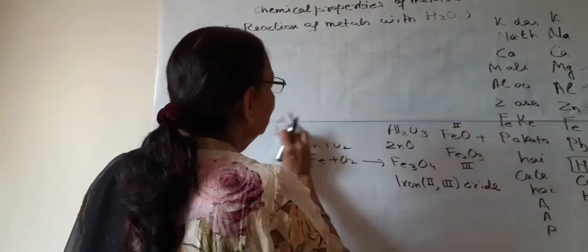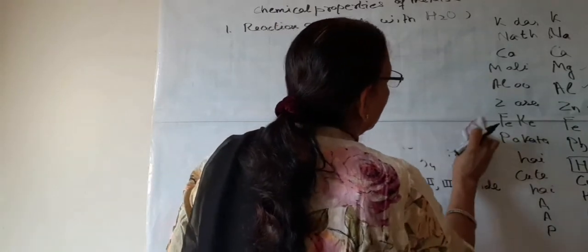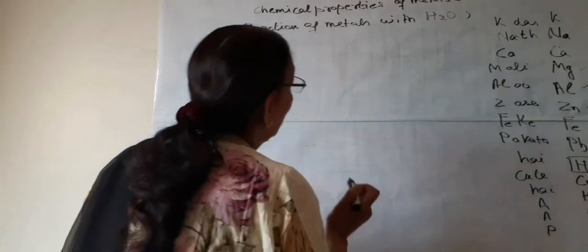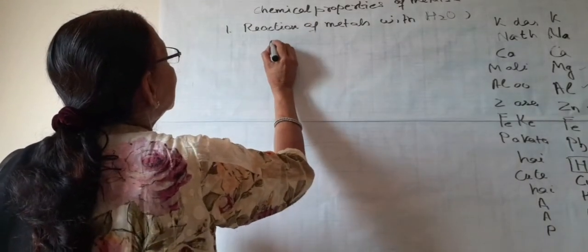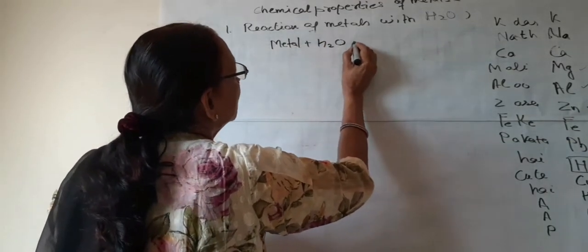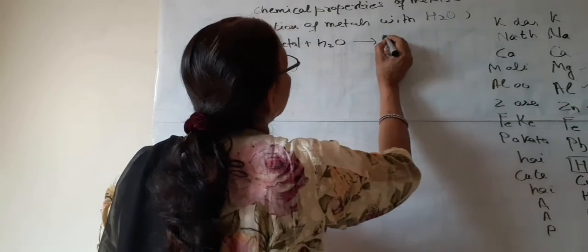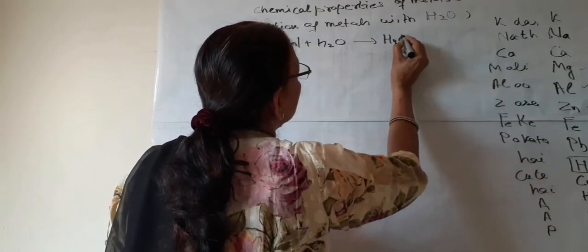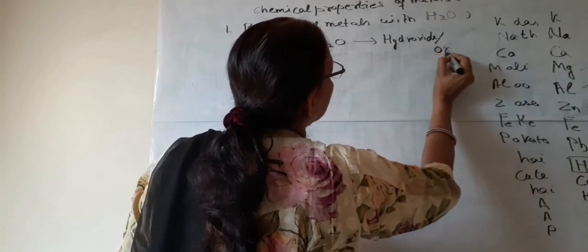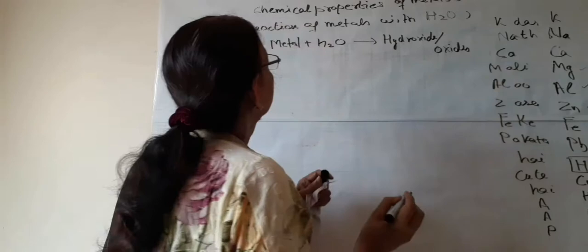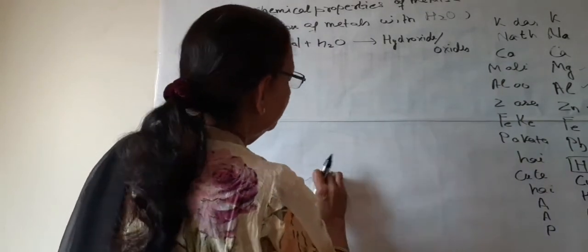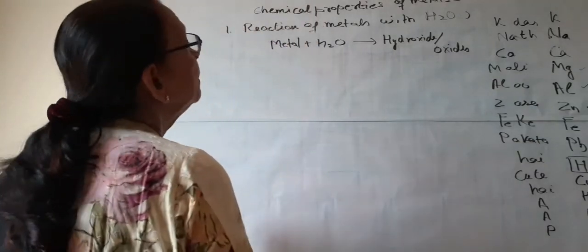So again, metal plus water. What is formed? When metals react with water, their hydroxides may be formed or their oxides may be formed. When metals react with water, hydroxides or oxides may be formed.